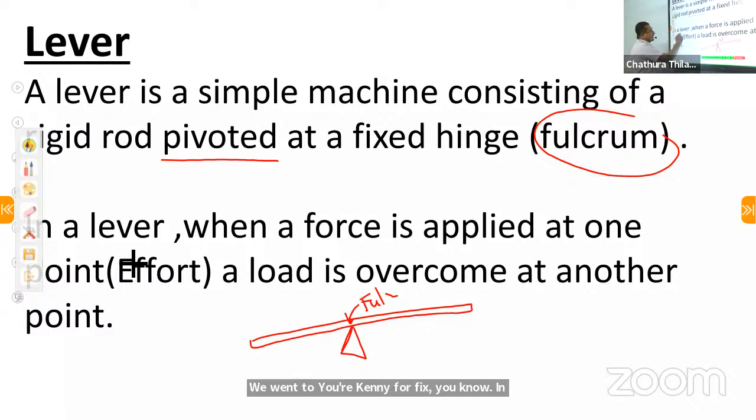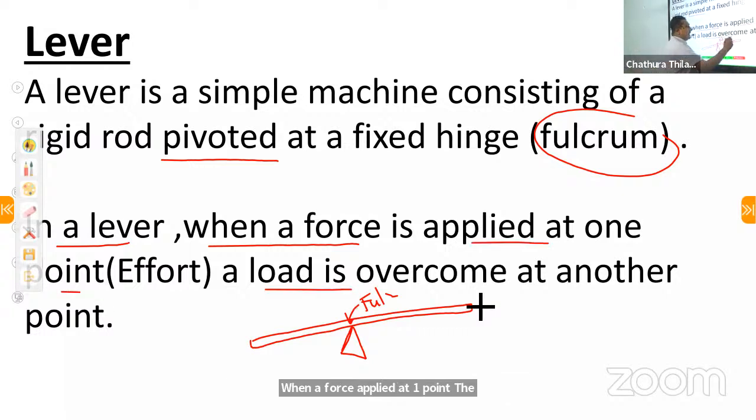In a lever, when a force is applied at one point, the load is overcome at another point.